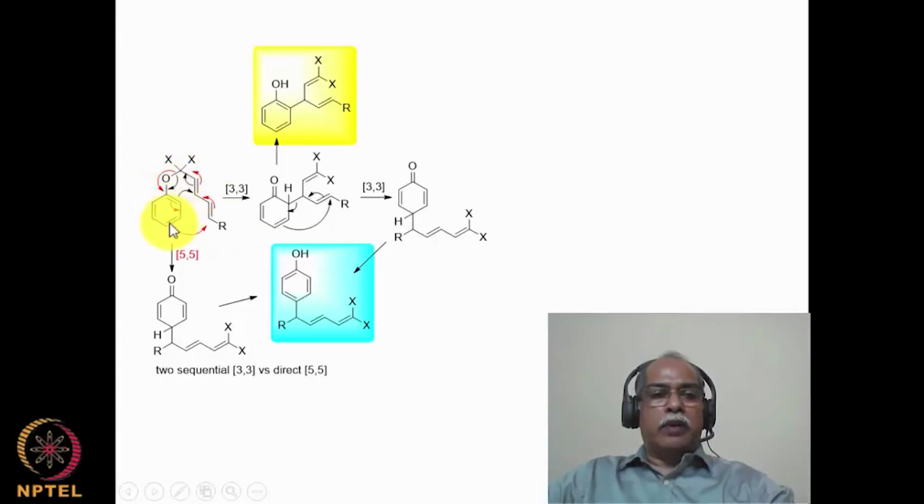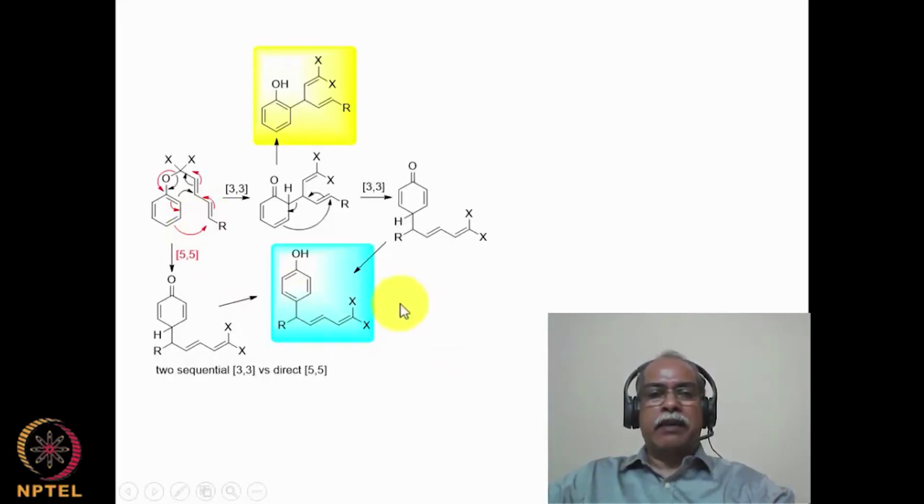And 1, 2, 3, 5 up to the para position of the phenyl ring from the oxygen. So the carbon-oxygen bond is what is breaking in this particular system. So nomenclature-wise, this would correspond to a 5,5 sigmatropic rearrangement. After the 5,5 sigmatropic rearrangement, the keto-enol tautomerism will essentially produce this particular phenol. You can see here the terminal R group is now attached directly to the benzene ring. That carbon is directly attached to the benzene ring.